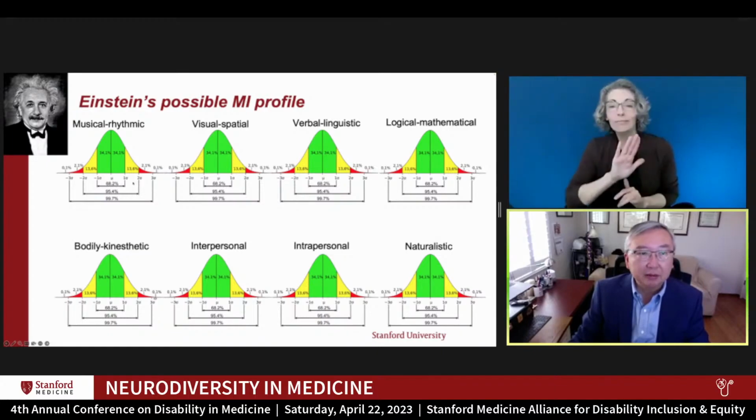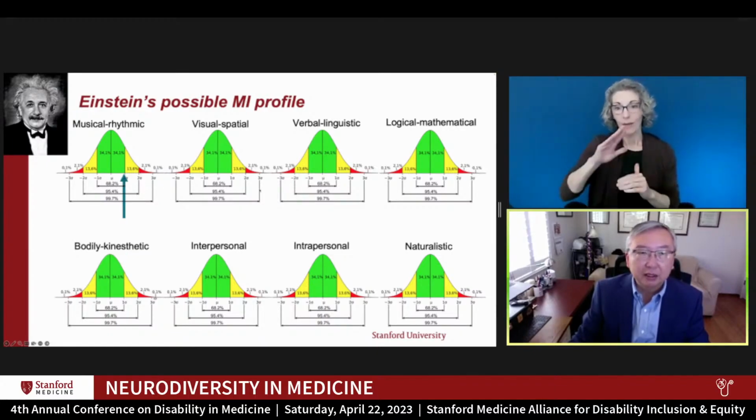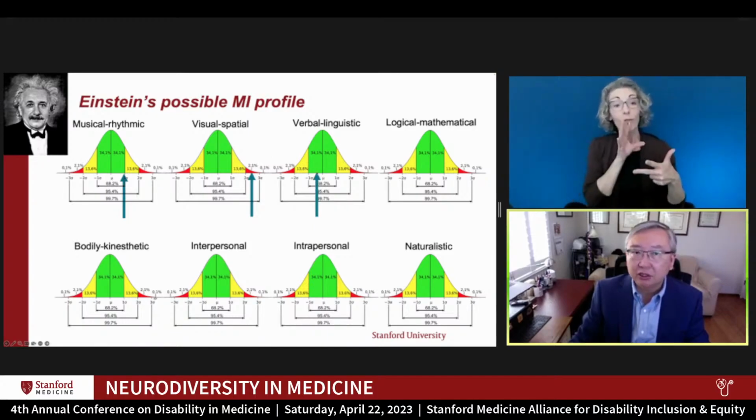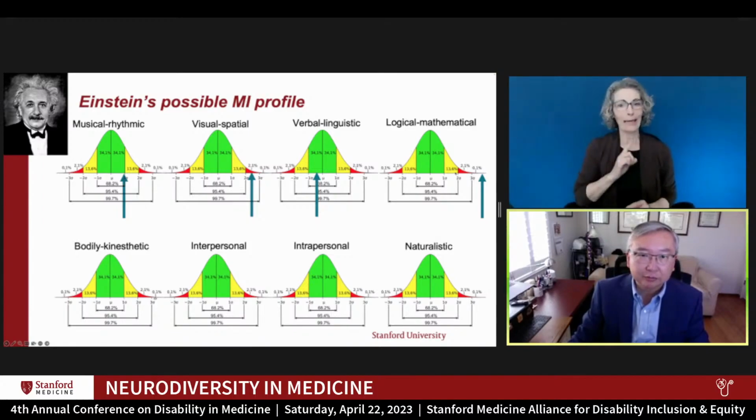Musical rhythmic, almost above average, he played the violin. Visual spatial, way up here at the genius level. Verbal linguistic, not so high. He actually didn't speak until 4. Logical mathematical, he will be pretty lonely in his own island somewhere around here.